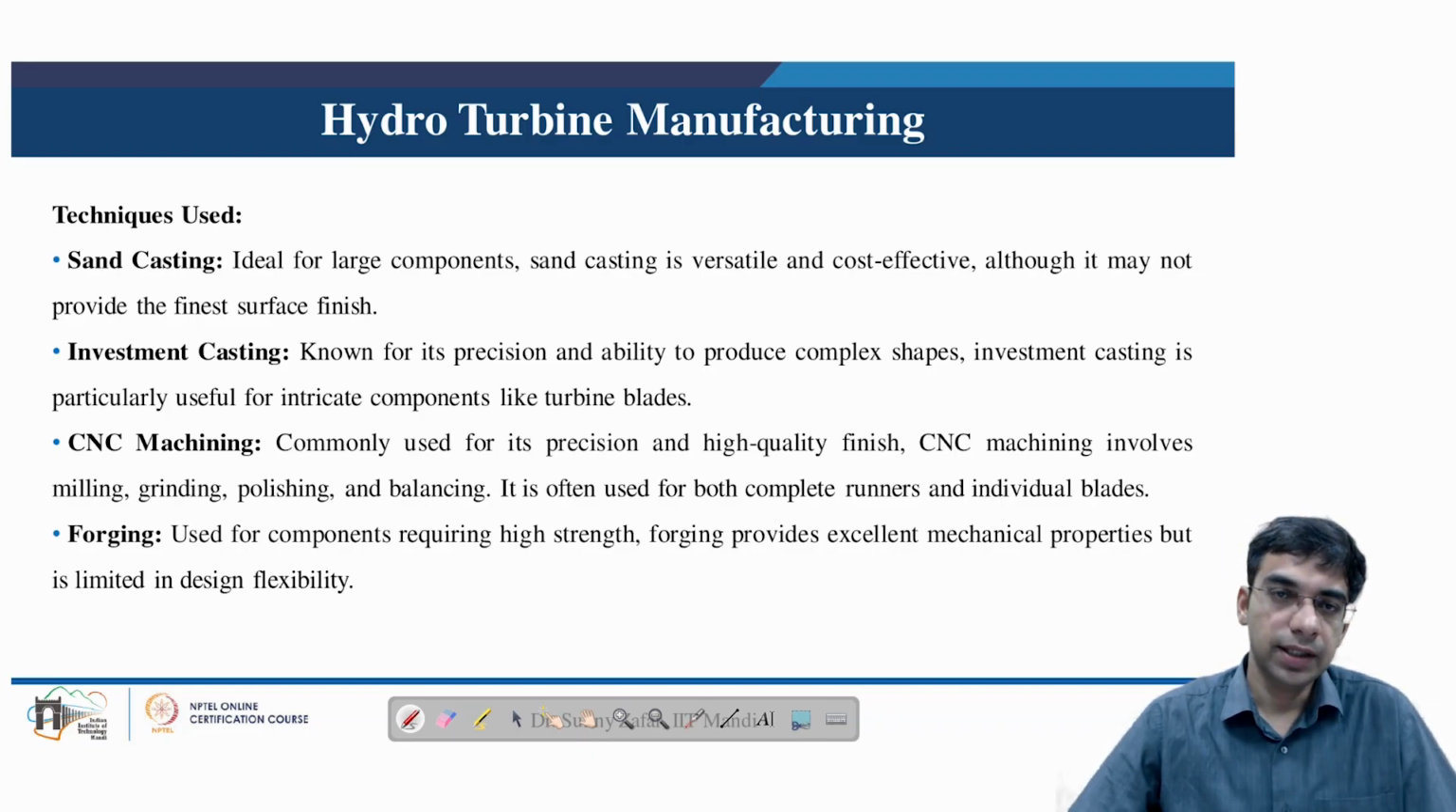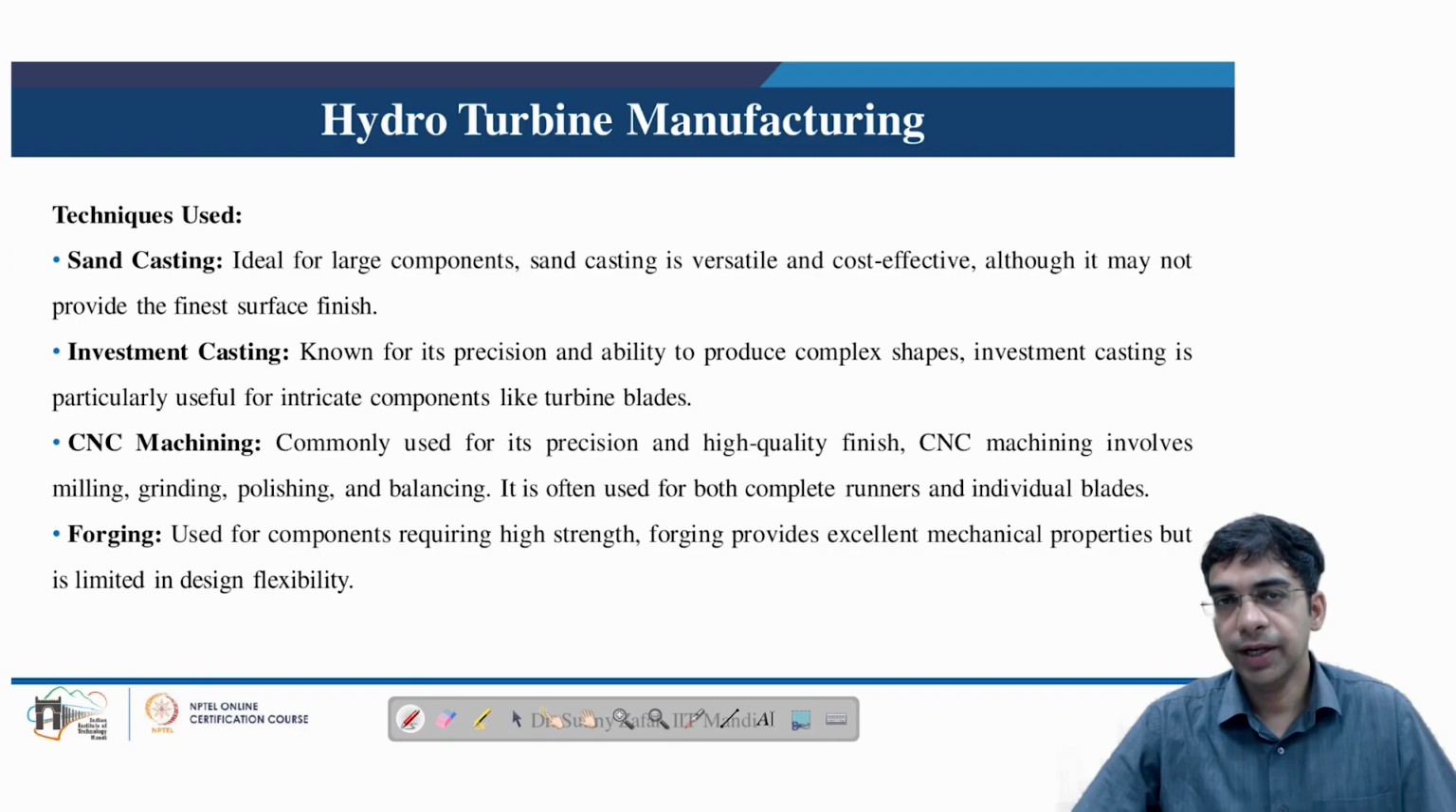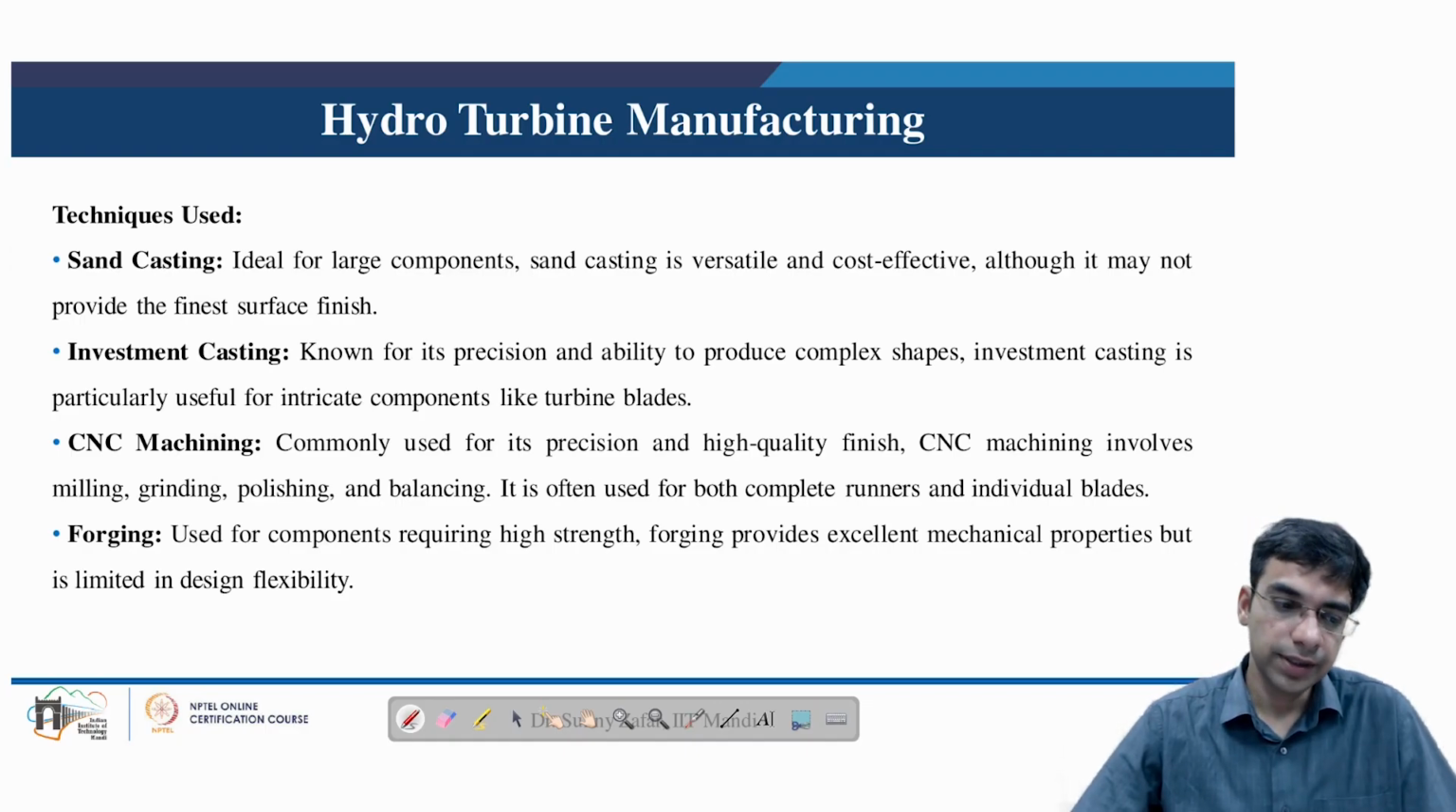And as we have seen in the classification of hydro turbines, these turbines are classified as impulse action or reaction action based turbines. According to the head of the water available and the flow rate of the water, the appropriate turbine is selected. Certain components in these turbines are common, like the generator shaft, the guide vanes, etc. So turbine manufacturing techniques may be applicable to all of these turbine components.